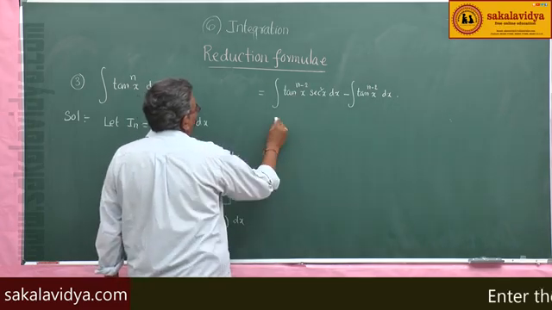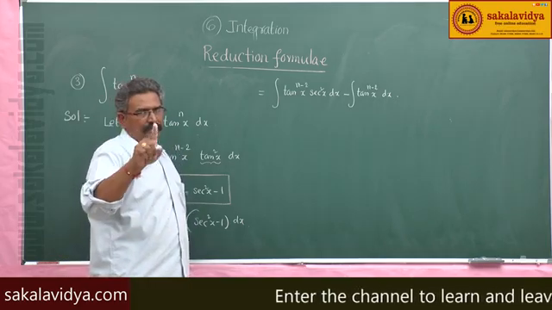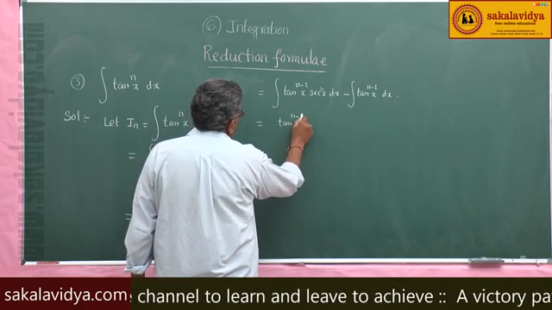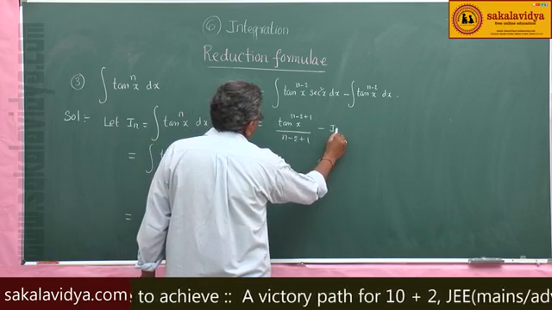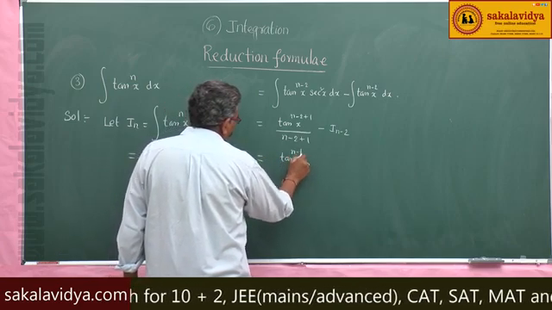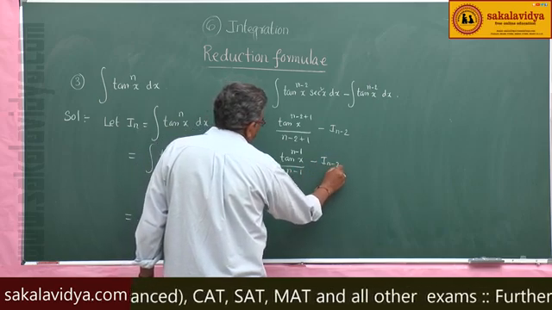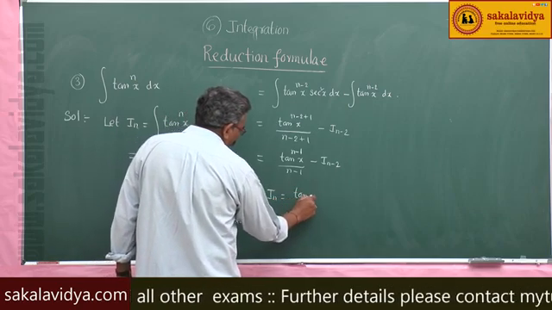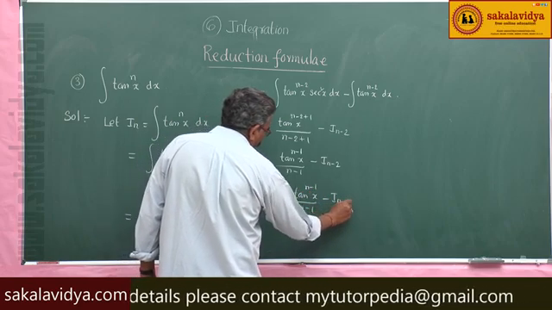Secant square x is the derivative of tan x, f of x to the power of n into f dash x dx, f of x to the power of n plus 1 by n plus 1. This is tan x to the power of n minus 2 plus 1 by n minus 2 plus 1, minus I_{n-2}. So this is equal to tan x to the power of n minus 1 by n minus 1 minus I_{n-2}. Therefore, I_n is equal to tan x to the power of n minus 1 by n minus 1 minus I_{n-2}.